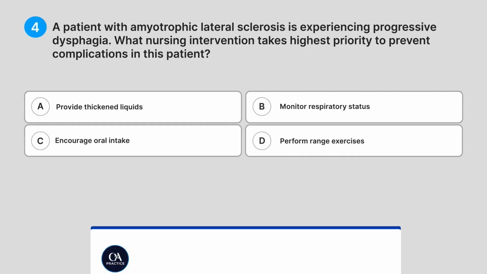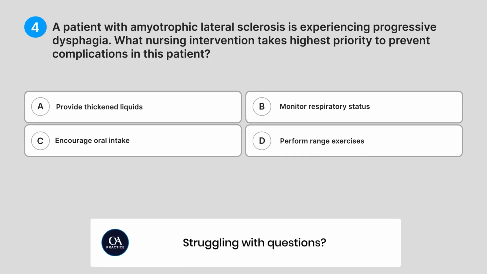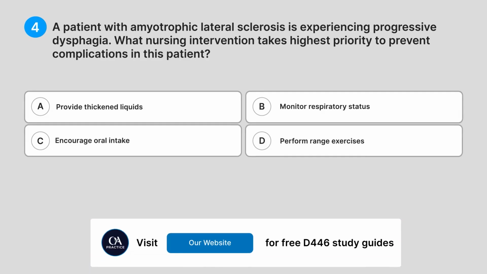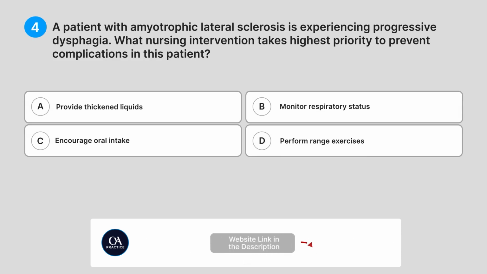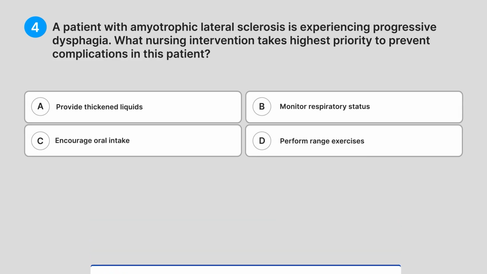4. A patient with amyotrophic lateral sclerosis is experiencing progressive dysphagia. What nursing intervention takes highest priority to prevent complications in this patient? A. Provide thickened liquids. B. Monitor respiratory status. C. Encourage oral intake. D. Perform range exercises.